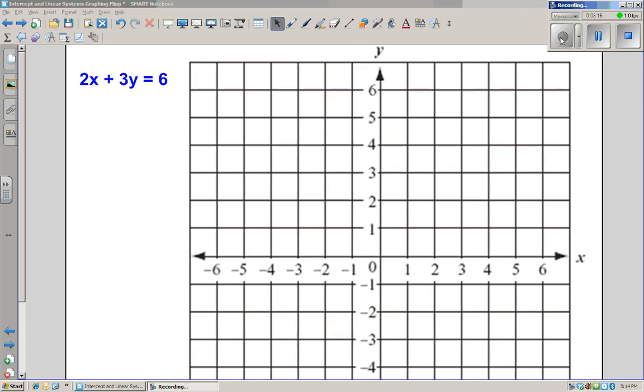Here is your last practice problem. Please pause your recording now and complete it.